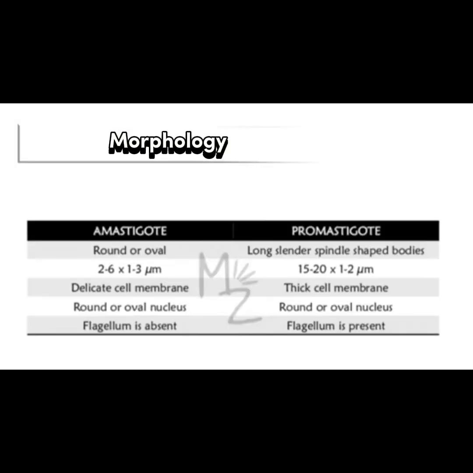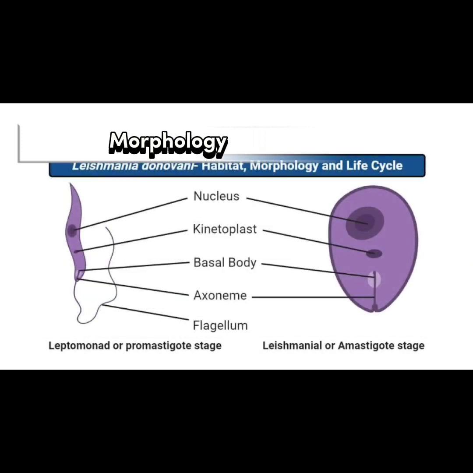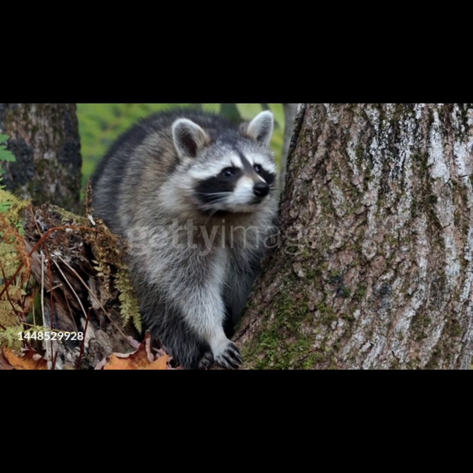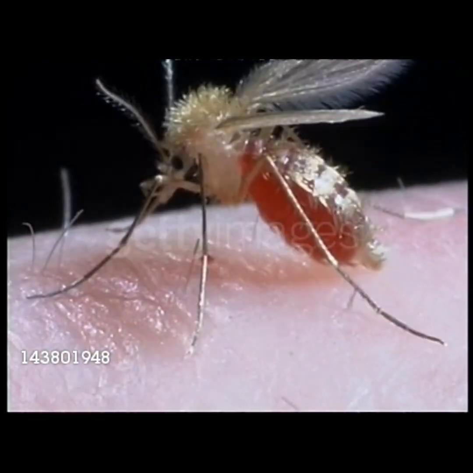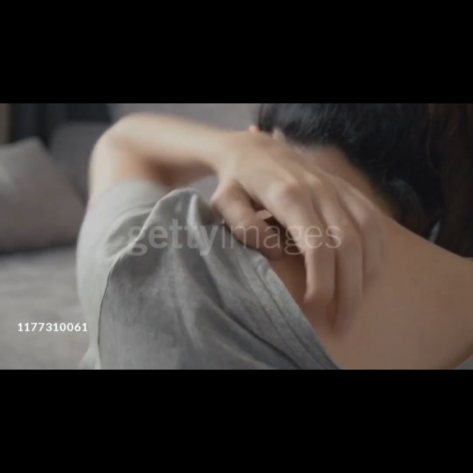There are two morphological forms of the Leishmania in its life cycle. The first one is the amastigote and the second one is the promastigote. The only difference between them is their flagellum. One has it, one doesn't. Forest rodents are the main reservoirs of Leishmania, and humans are the definitive host.